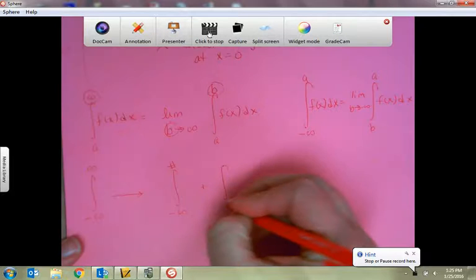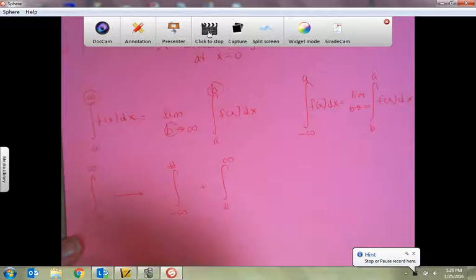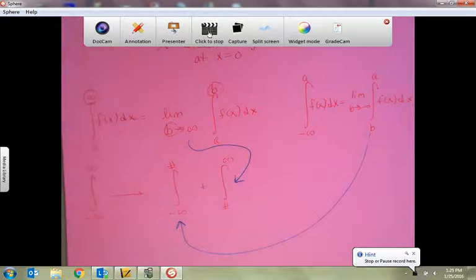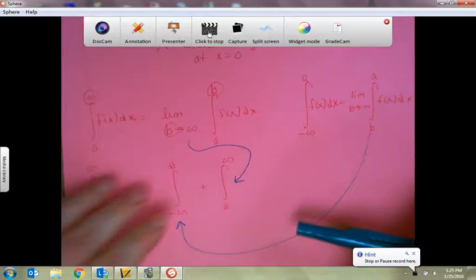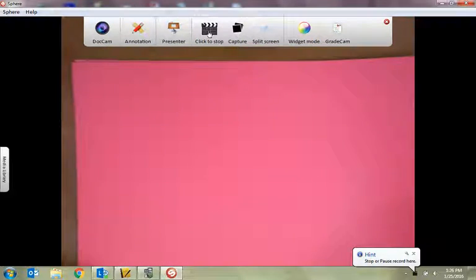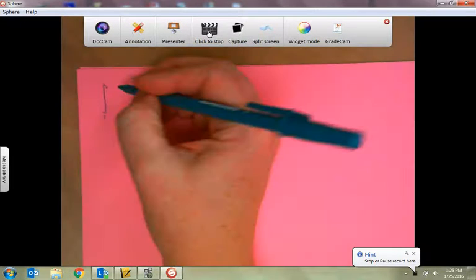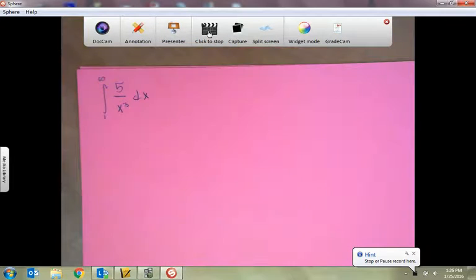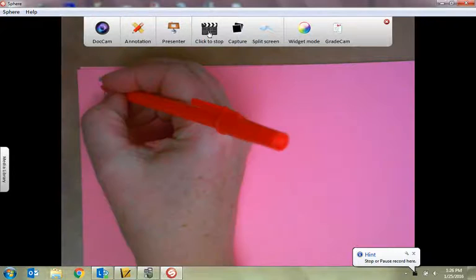So let's look at our first example. Our first example is the integral from 1 to infinity of 5 over x cubed dx. I know that the improper part is this infinity, and it's going to be bad at x equals 0, but that's not in our interval here from 1 to infinity, so I don't have to worry about it. So the only one I have to worry about is the one that has the infinity. That's the only one that I'm going to replace.